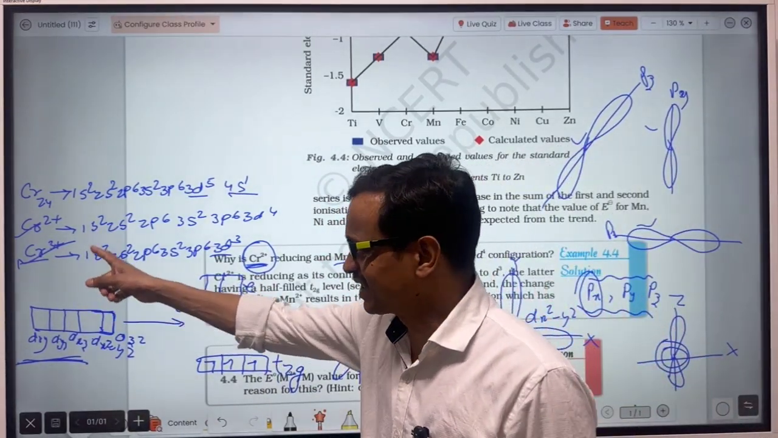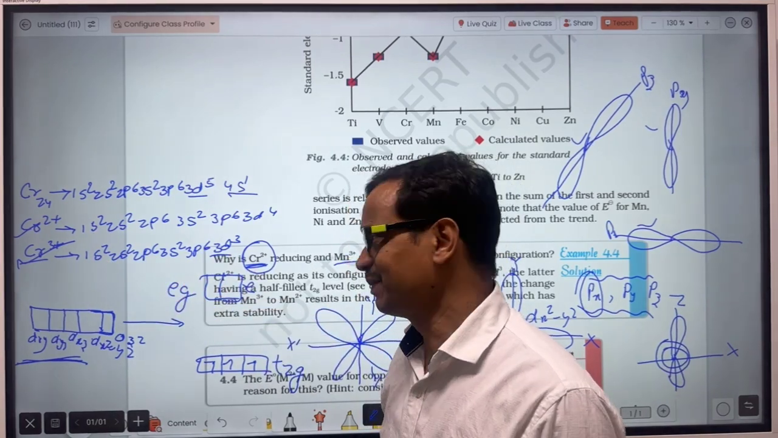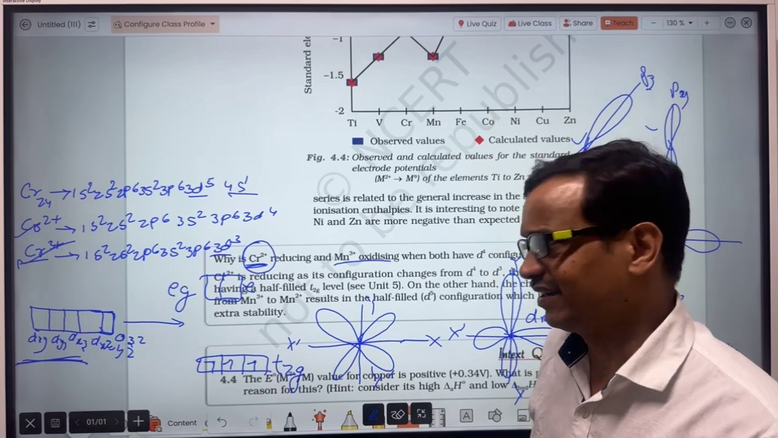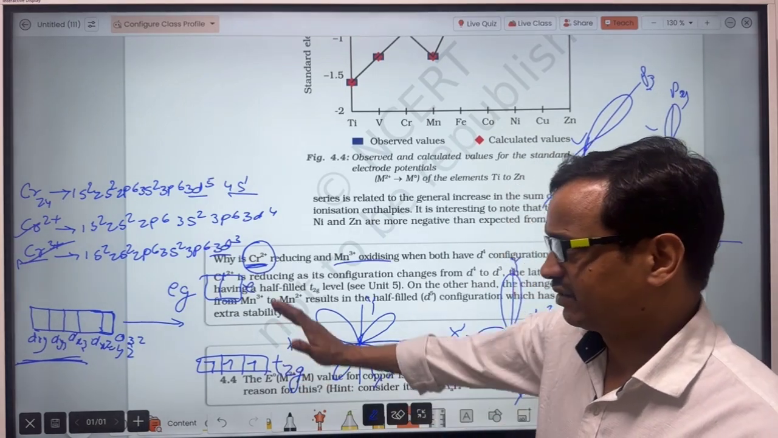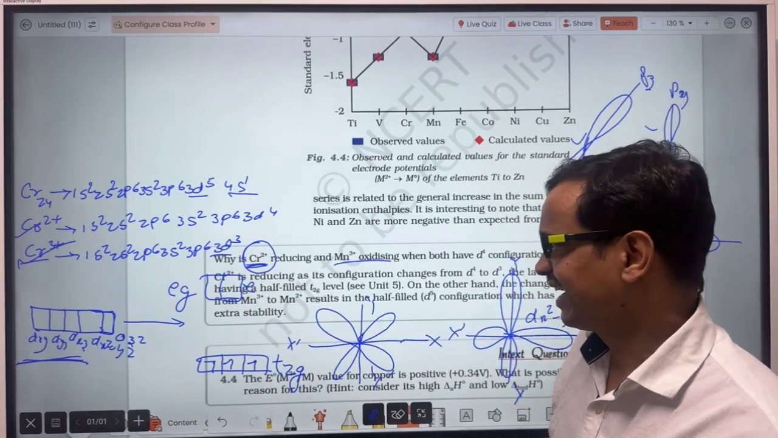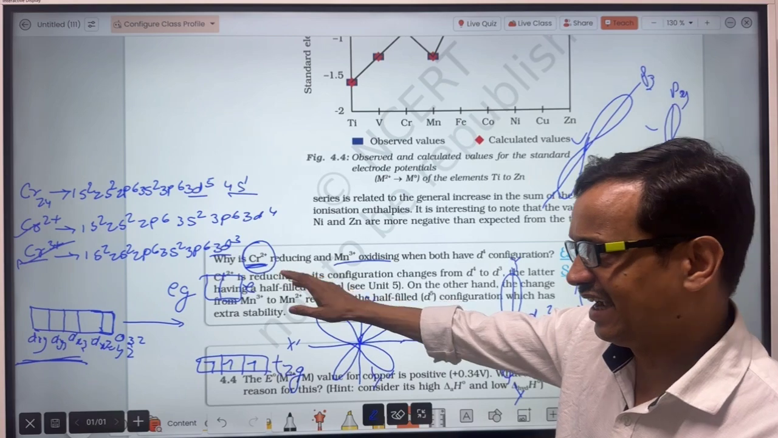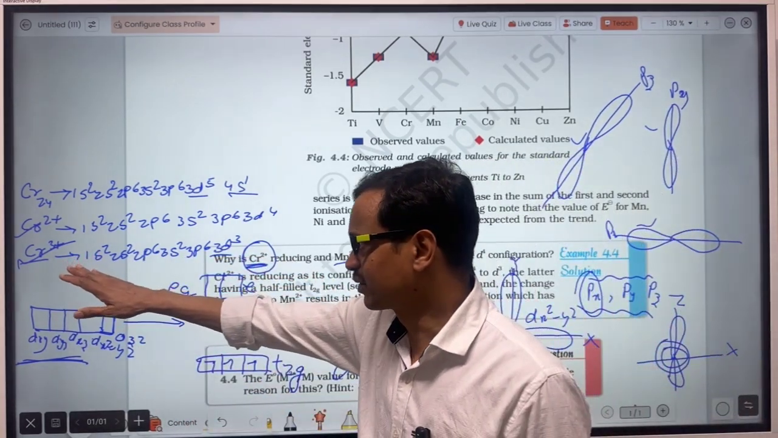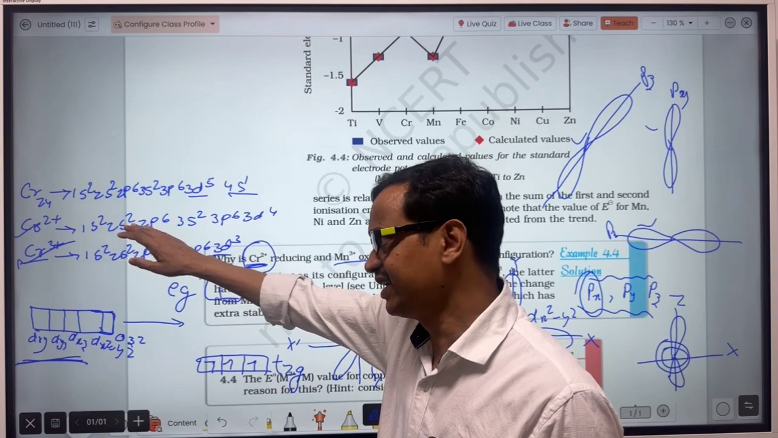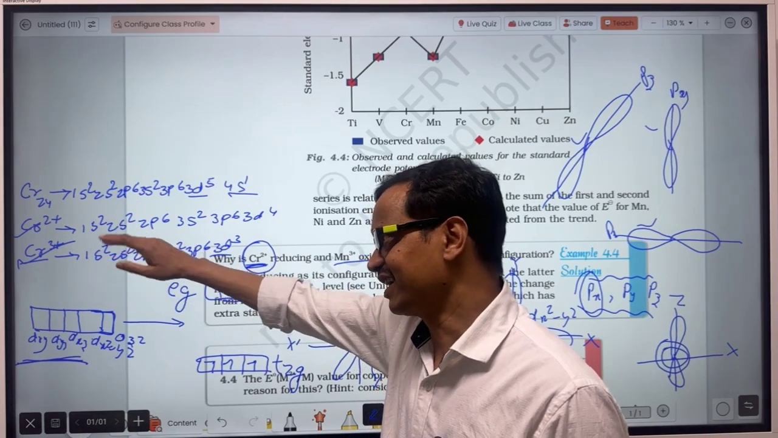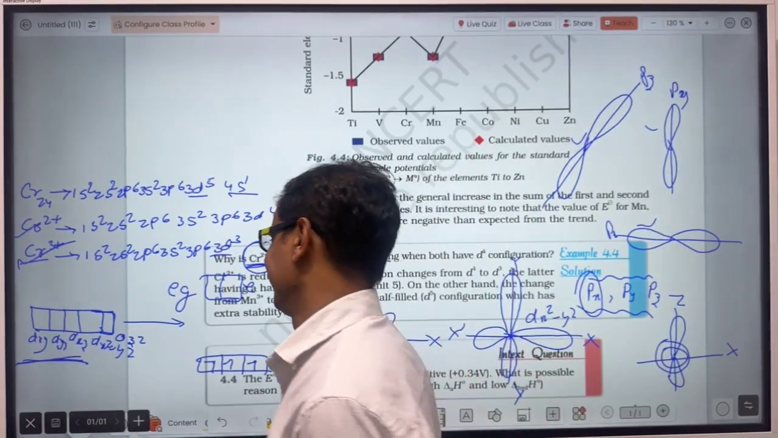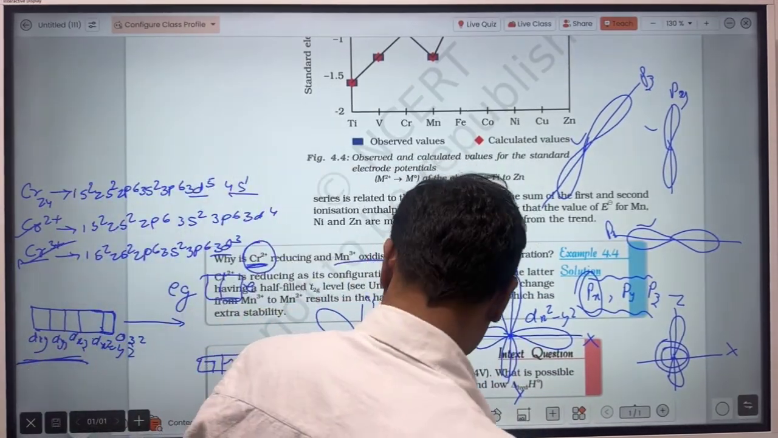In the +3 oxidation state, chromium will contain a half filled T2g energy level. That's why chromium will act as a reducing agent and itself get oxidized. So Cr2+ will have the tendency to get oxidized, and that's why it will act as a reducing agent. Now let's see about manganese.